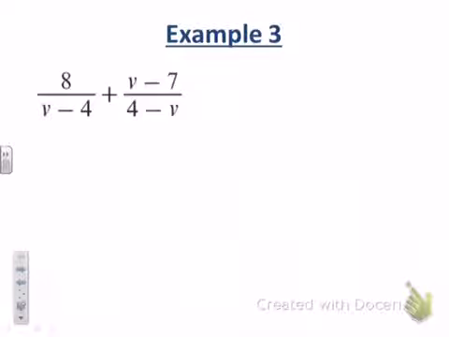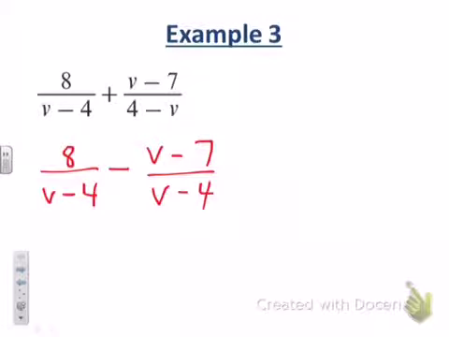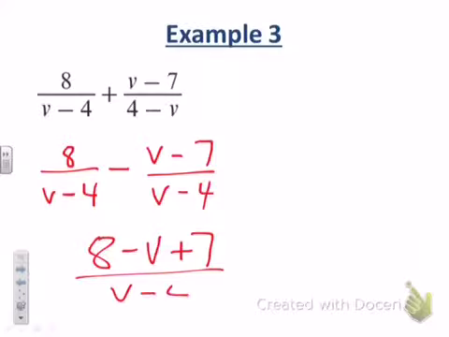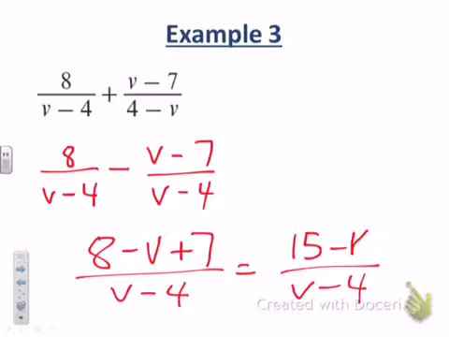So what we have to do here is 8 over v minus 4. Pull out a negative and change the sign. Where'd you pull that negative from? From the denominator. I factored a negative out. Oh, okay, I see. You flipped it. Okay, so then I would have 8 minus v plus 7 over v minus 4, which simplifies to be 15 minus v over v minus 4. Can anything cancel? Can I cancel those v's? No, because they are terms.